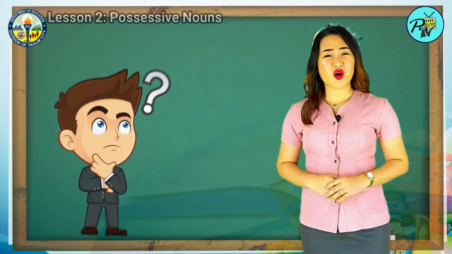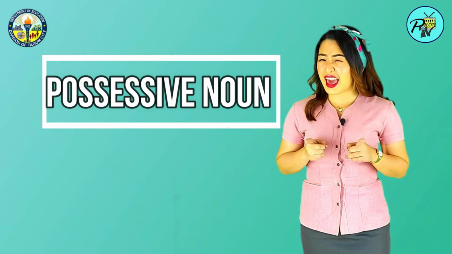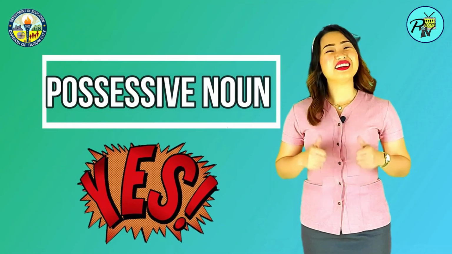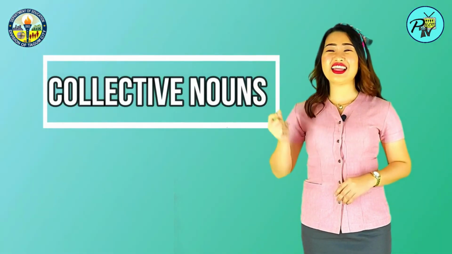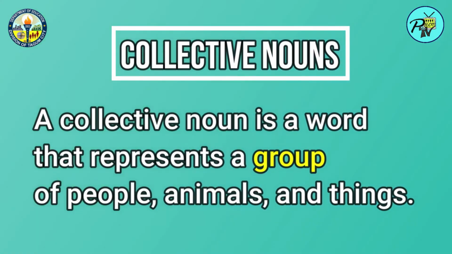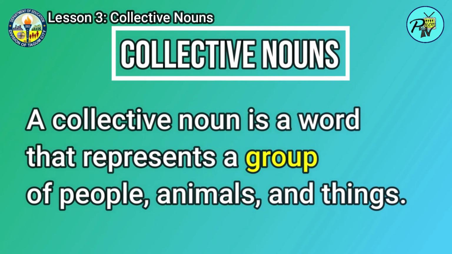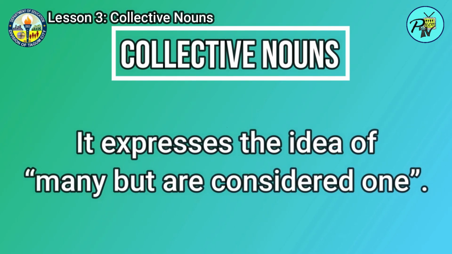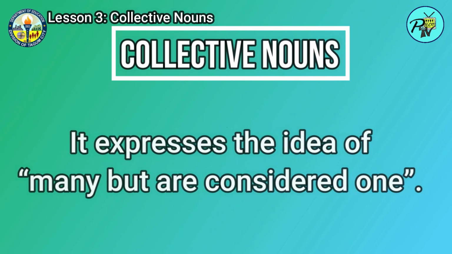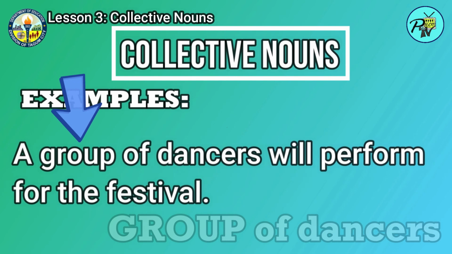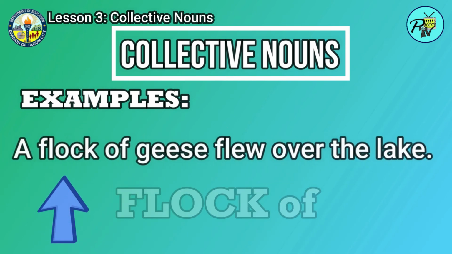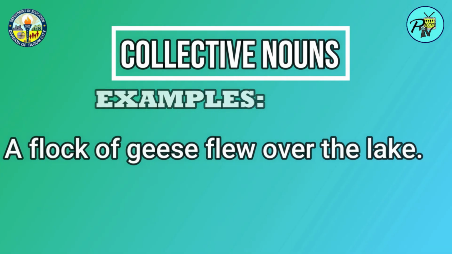Now, if I'm going to ask you to write your own sentence using a possessive noun, can you do it? Great! Now you are ready for our next lesson. Collective nouns. A collective noun is a word that represents a group of people, animals, and things. It expresses the idea of many but are considered one. Examples: a pride of lions went to hunt. A group of dancers will perform for the festival. A flock of geese flew over the lake.